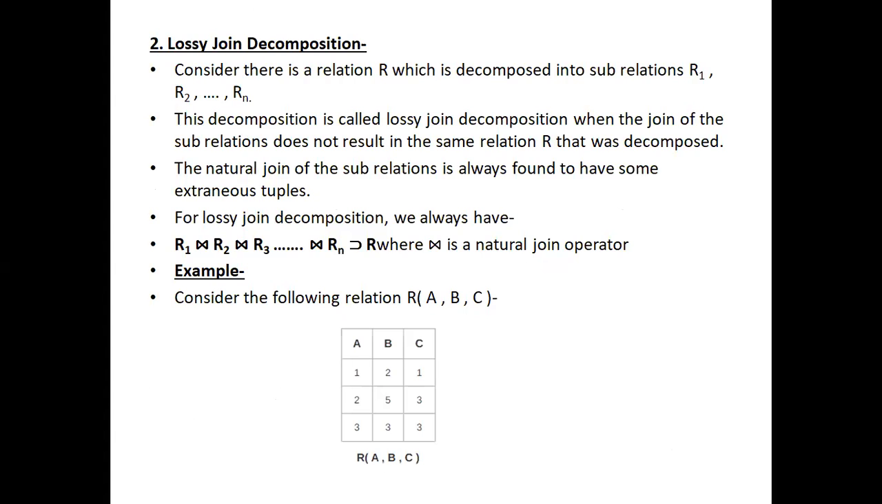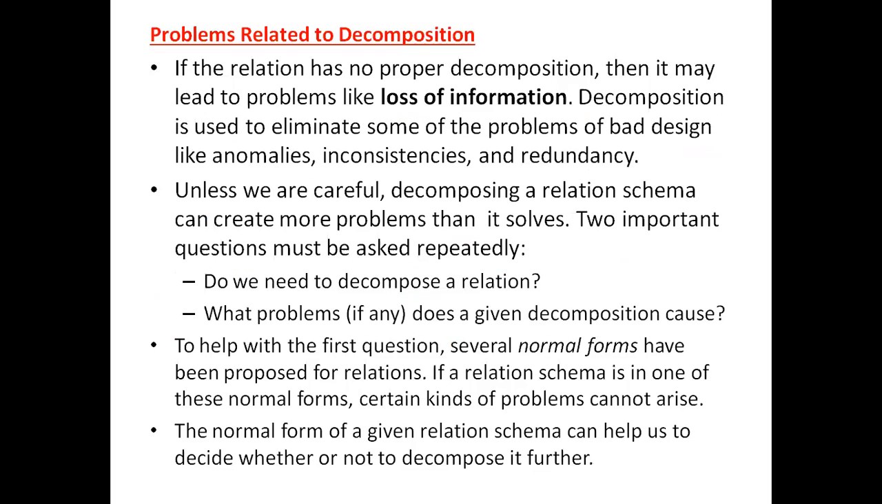Next type of decomposition is lossy join decomposition. First we have seen lossless, not lossy. Lossy means there can be a chance of loss of data, or we are not able to maintain any functional dependency in this type. Let us see an example. We maintain a relation and decompose it into R1 and R2. This decomposition is called lossy join. Why? When we join these sub-relations again, it does not result in the same relation as it was previously.